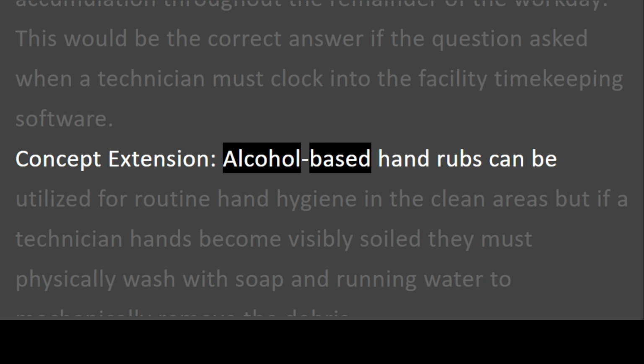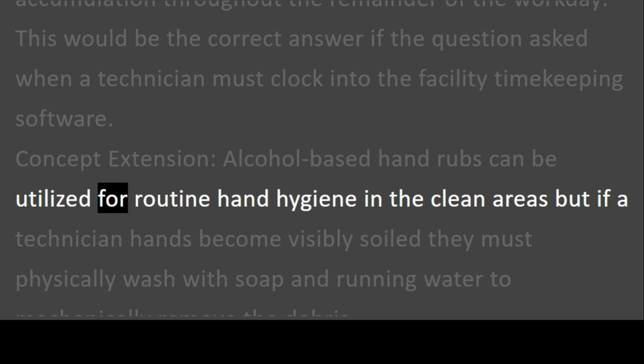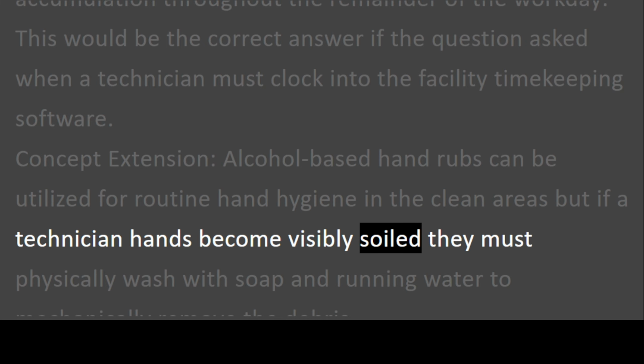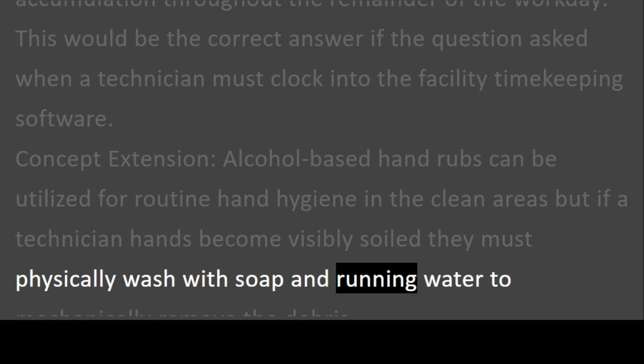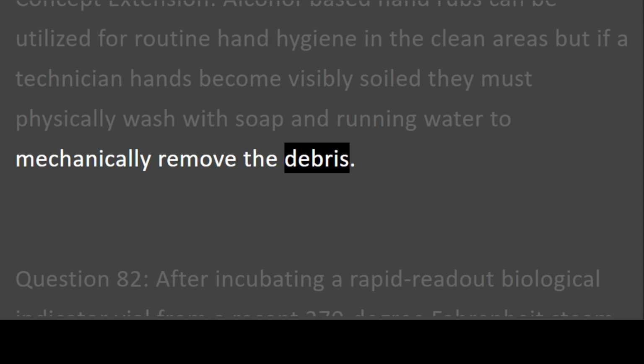Concept extension. Alcohol-based hand rubs can be utilized for routine hand hygiene in the clean areas, but if a technician's hands become visibly soiled, they must physically wash with soap and running water to mechanically remove the debris.